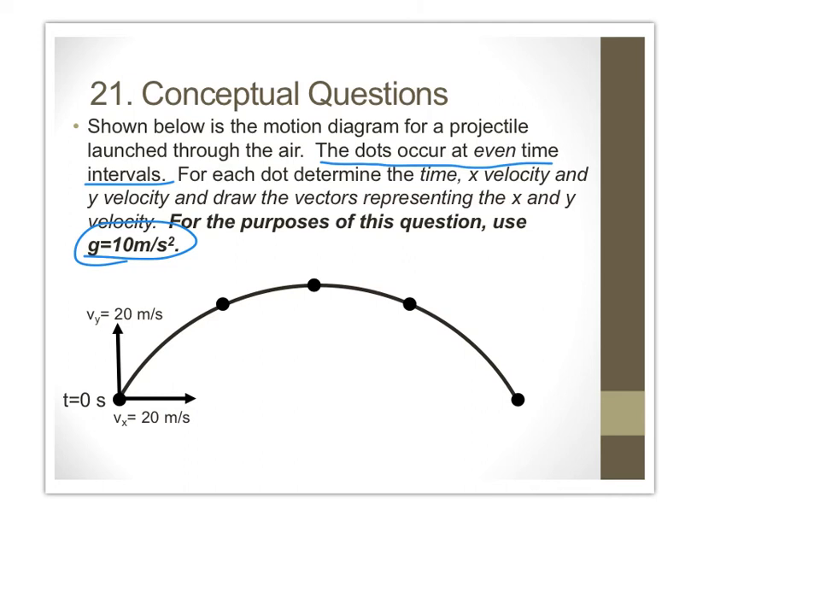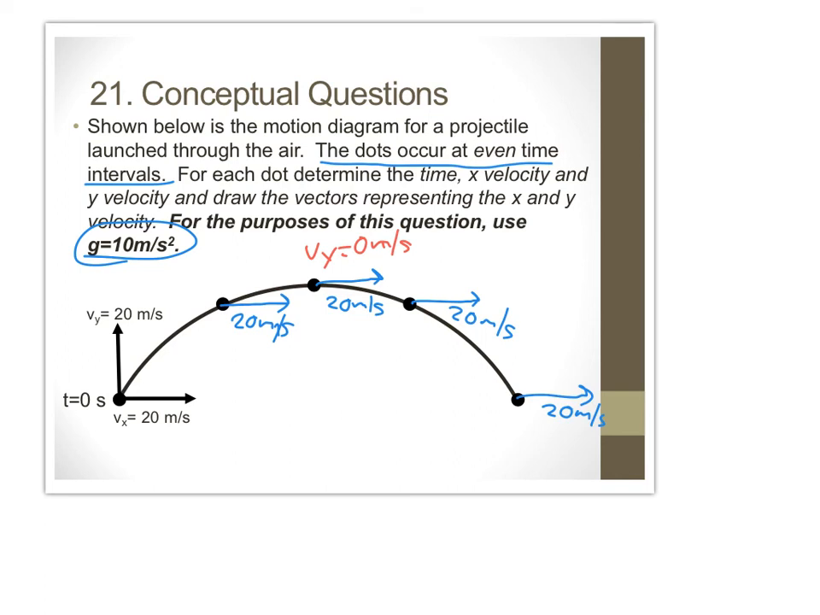I'm going to start with the easy one, and that is the x velocity. I know that my x velocity will always be 20 meters per second at every single point as it goes through this launch, because we have constant velocity in the x direction. So that will always be 20 meters per second. I also know that my y velocity at the peak here will be 0 meters per second, because that's what happens at the peak. That's one of our important concepts about an angled launch.